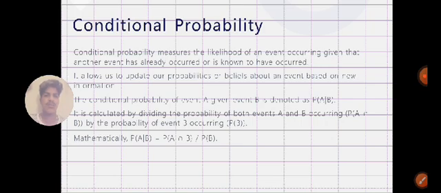The conditional probability of an event A given event B is denoted as P of A by B. It is calculated by dividing the probability of both events A and B occurring, P of A intersection B, by the probability of event B occurring, P of B. Mathematically, P of A by B equals P of A intersection B by P of B.